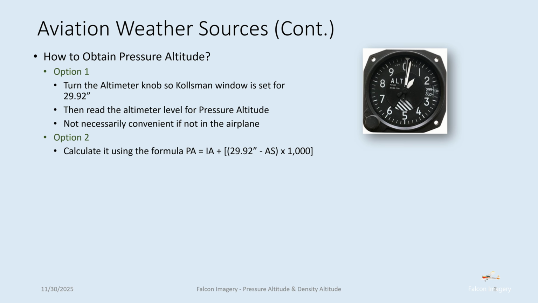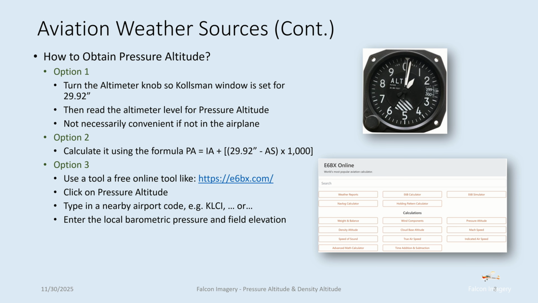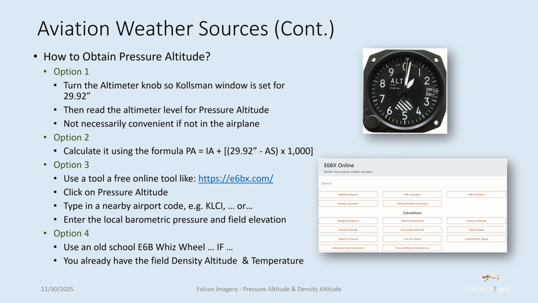Option 2 is to go through the calculations that I just went over. Option 3 is to use a tool such as e6bx.com's website. You bring it up, click on pressure altitude, and you can type in your nearby airport, or you can enter the barometric pressure and field elevation, and it will give you the pressure altitude. And option 4 is to use an old school E6B whiz wheel if you've already been given the density altitude and the temperature. They've got a chart window on the E6B whiz wheel that allows you to put in the density altitude and the temp, and you can read off the pressure altitude, or vice versa. If you have the pressure altitude and the temp, you can get the density altitude.